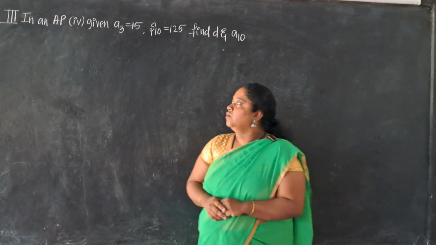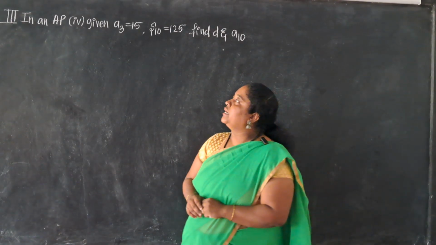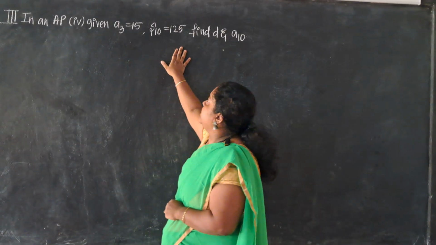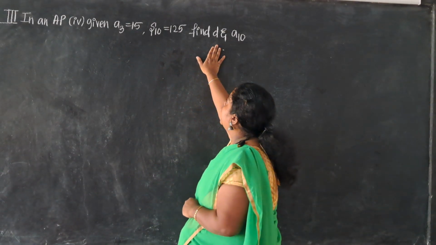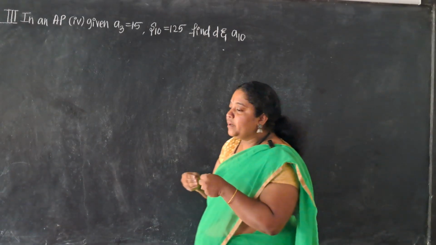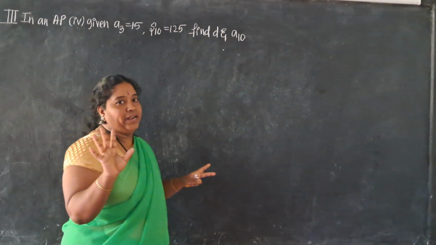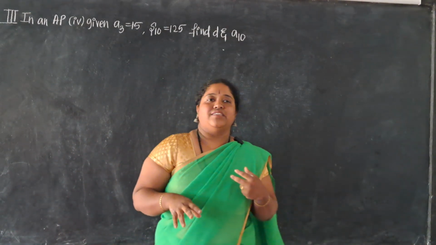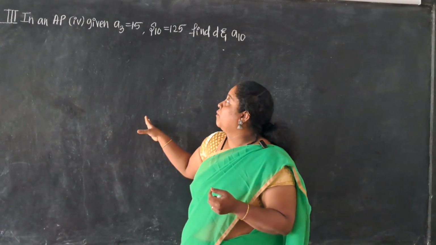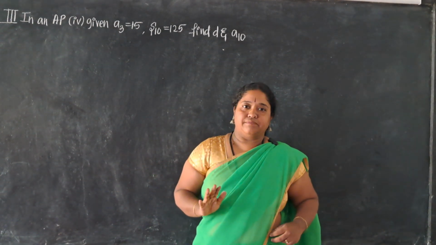Now listen to the board. What has been provided? In an arithmetic progression, given that A3 is equal to 15, S10 is equal to 125, find D and A10. This is a little important and lengthier question, because A and D both are not provided. If one is there, then easily we can proceed. A is not there, D is not there, but only hints are provided: the third term and the sum of 10 terms.